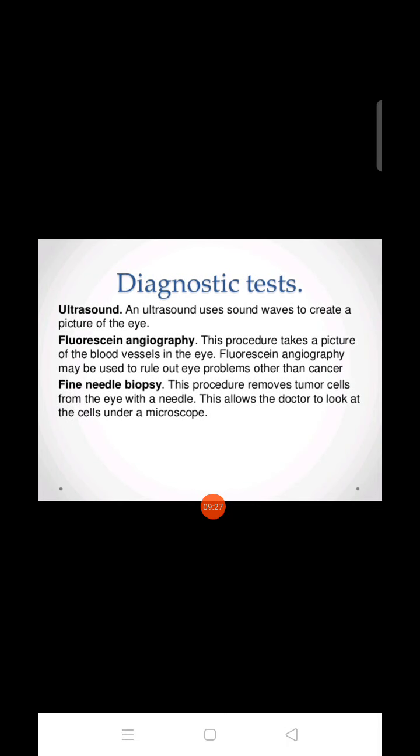Then we can use ultrasound also. Ultrasound uses sound waves to create a picture of the eye. Fluorescein angiography we can also do. This procedure takes pictures of the blood vessels in the eye. Fluorescein angiography may be used to rule out eye problems other than cancers.